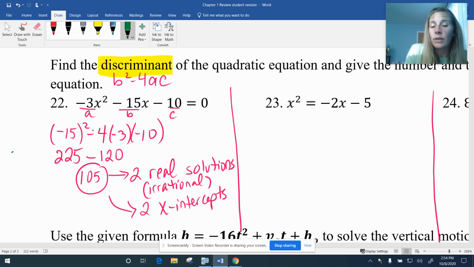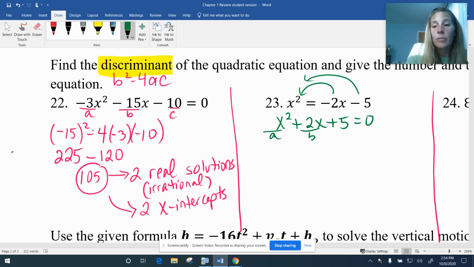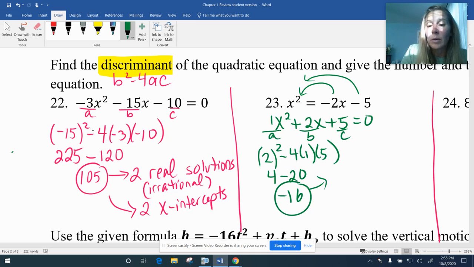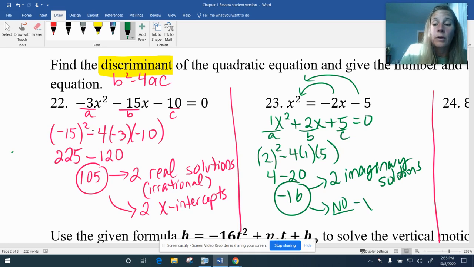So next one, we have to get everything on one side to do the discriminant. So x squared plus 2x plus 5 equals 0. So I simply moved these to the other side. So now I have a, b, and c, where my a is really 1. So b squared minus 4 times a times c. 4 minus 20 gives me negative 16. So a negative discriminant tells me I'm going to have 2 imaginary solutions. And that also means there will be no visible x-intercepts.